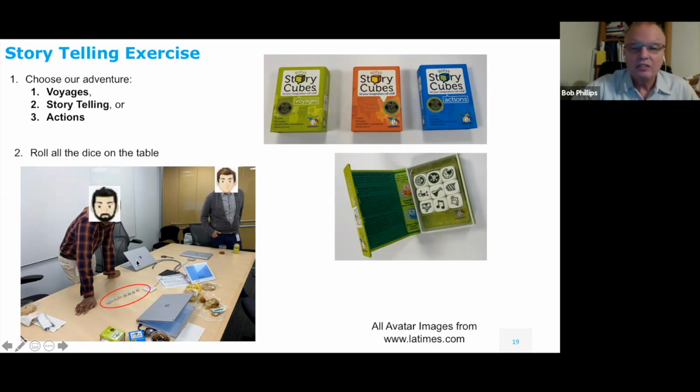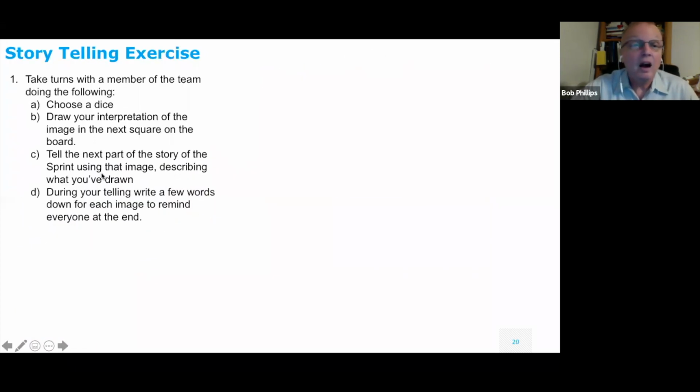So now the team members choose a die, draw their interpretation of what they saw, tell the next part of the story, going in order, and write a few words. I have these instructions, I go over them, and one thing you're going to get is people might not like what showed up on the table. They might want to switch the images around, but don't allow that. Force them to use the images that are on the table.